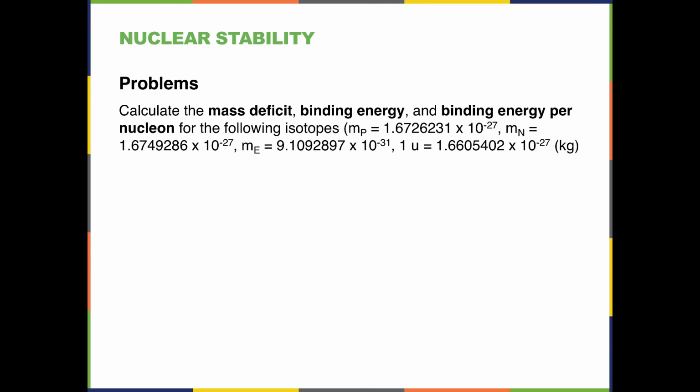Calculate the mass deficit, binding energy, and binding energy per nucleon for the following isotopes: the mass of a proton, the mass of a neutron, and the mass of an electron. And then 1 AMU. Now I gave you the AMU value in kilograms. We could use that to go back to our previous problem and calculate those energies in terms of joules. So first of all, let's look at iron 56.